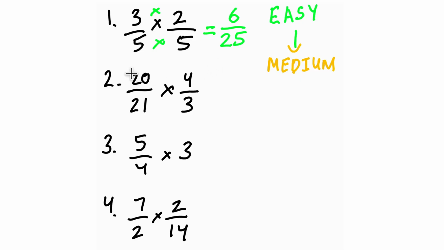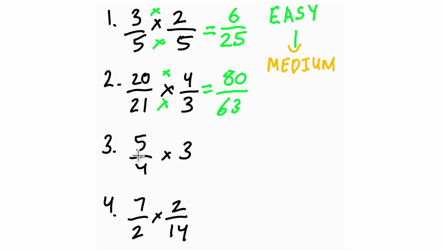Next question, 20 over 21 times 4 over 3. Now the numbers look bigger, but it's the exact same. Multiply the top by the top, multiply the bottom by the bottom. 20 times 4 is equal to 80. 21 times 3 is equal to 63. And it doesn't look like you can simplify that either.